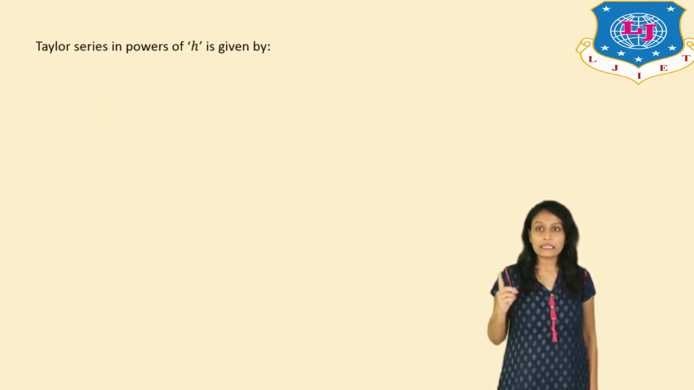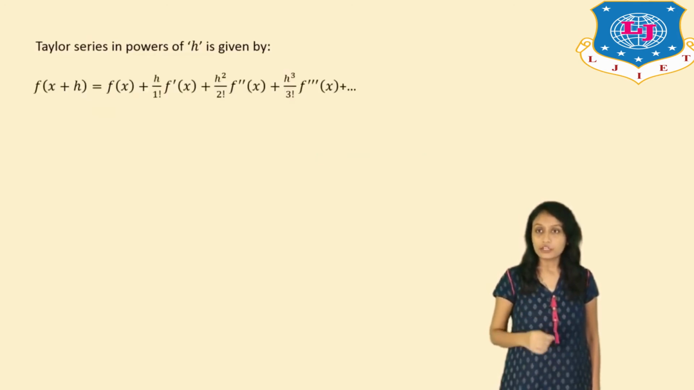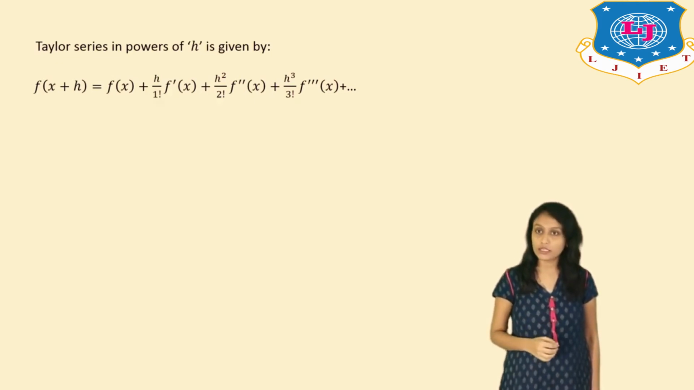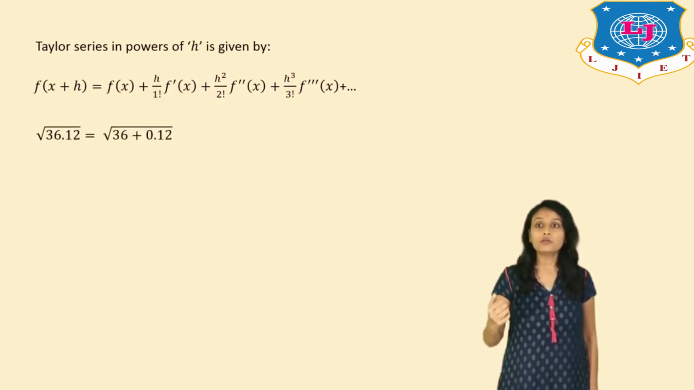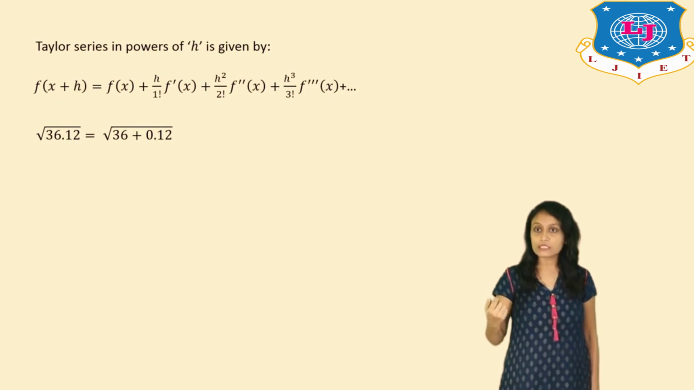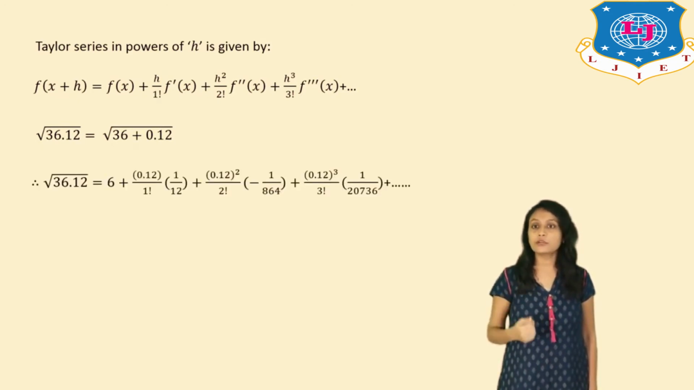Now the formula, Taylor series in powers of h. So the formula is f of x plus h is equal to f of x plus h upon 1 factorial f dash x plus h square upon 2 factorial f double dash x, and so on. Right. Now here, under root 36.12, we have simplified it as 36 plus 0.12. x is 36 and h is 0.12. We have to just substitute its values.